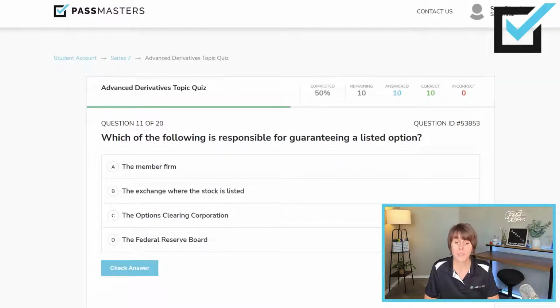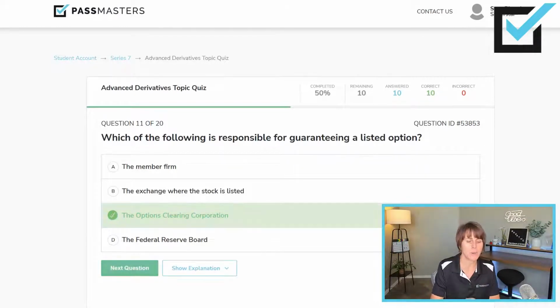Which of the following is responsible for guaranteeing a listed option? The member firm, the exchange where the stock is listed, the Options Clearing Corporation, or the Federal Reserve Board. It is the OCC, the Options Clearing Corporation, that guarantees listed options. They're also the ones that write the options disclosure document.